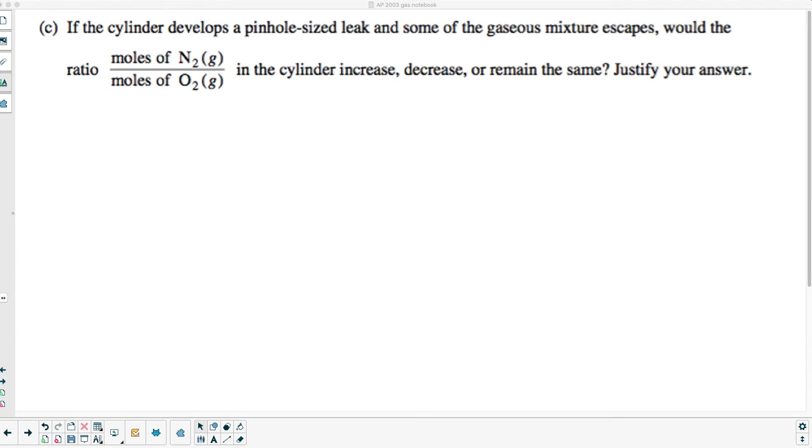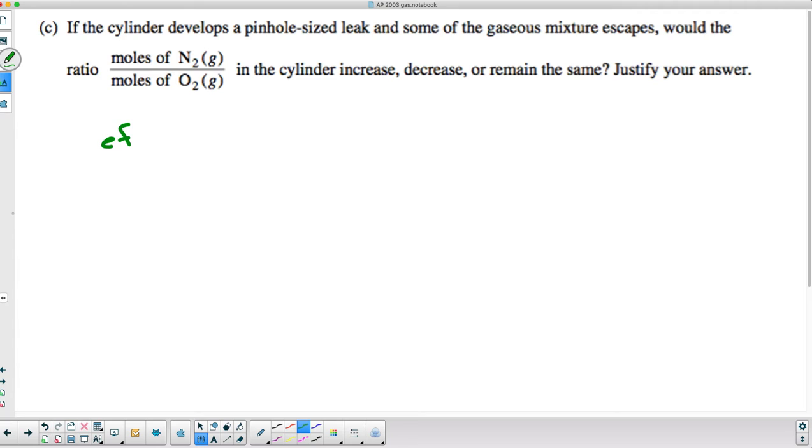Of AP 2003 free response problem. We'll start off in green this time. So it says if a cylinder develops a pinhole-sized leak and some of the gas mixture escapes, would the ratio of moles of nitrogen to moles of oxygen in this cylinder increase, decrease, or remain the same, and justify your answer? So what we're talking about with a pinhole-sized leak would be something called effusion.